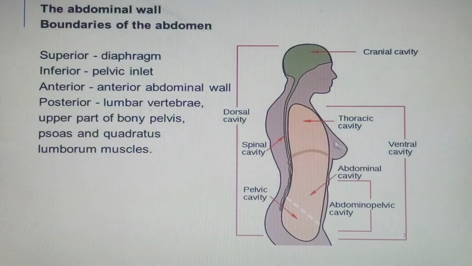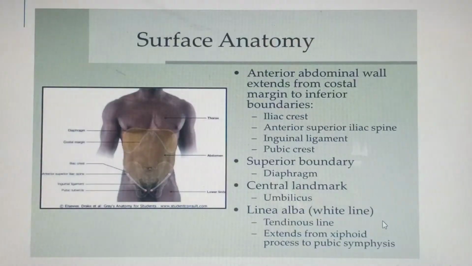I told you that by way of limit, there is the thoracic cavity and there is the abdominal cavity. The thoracic cavity is separated from the abdominal cavity by the diaphragm. The pelvic cavity and the abdominal cavity are more or less continuous. That's why we use the word abdominopelvic cavity. But imaginarily, we can use the pelvic brim to demarcate that. So that's what we have to know.